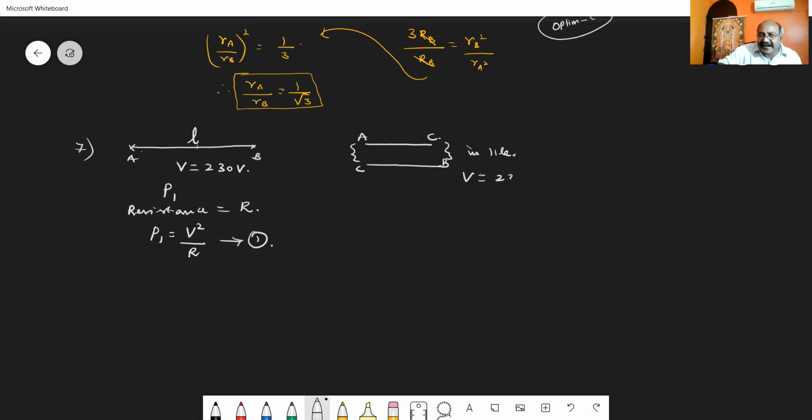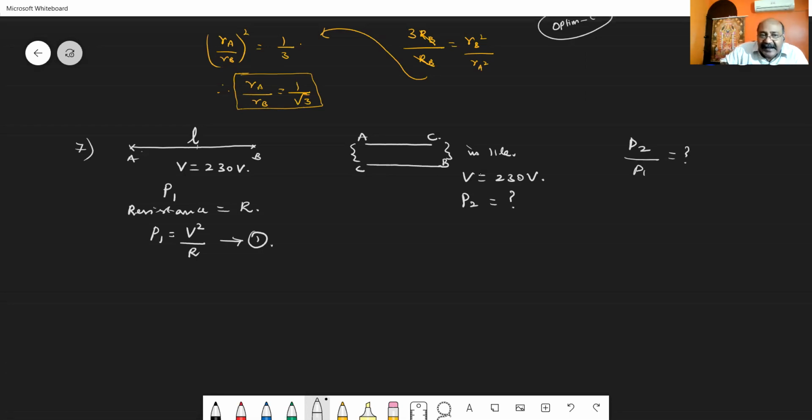Potential available is considered to be again 230 volt, but the power dissipated is P2. What is the value of P2? We have to calculate that. Then only we can calculate P2 divided by P1.